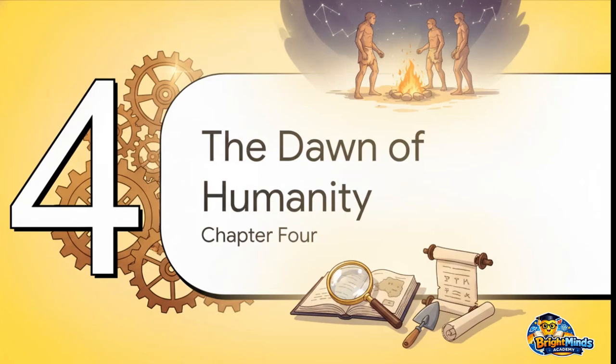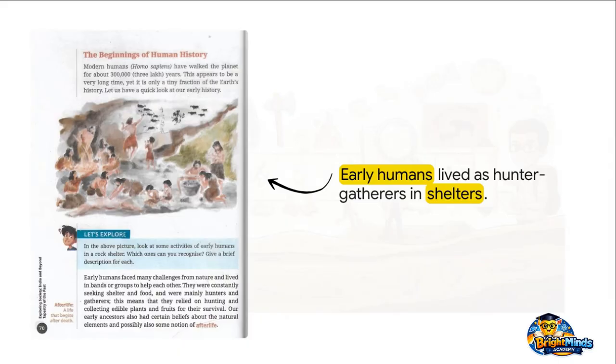Chapter 4. The Dawn of Humanity. Okay, let's set the scene. I want you to imagine a landscape roughly 300,000 years ago. Modern humans were surviving entirely as hunter-gatherers. Picture these really small, tightly knit bands of people, and they relied entirely on what they could hunt or forage from wild plants. They lived in super temporary camps or rock shelters.